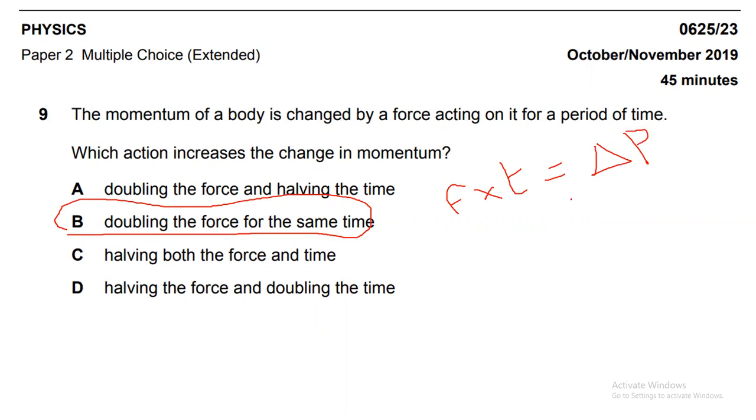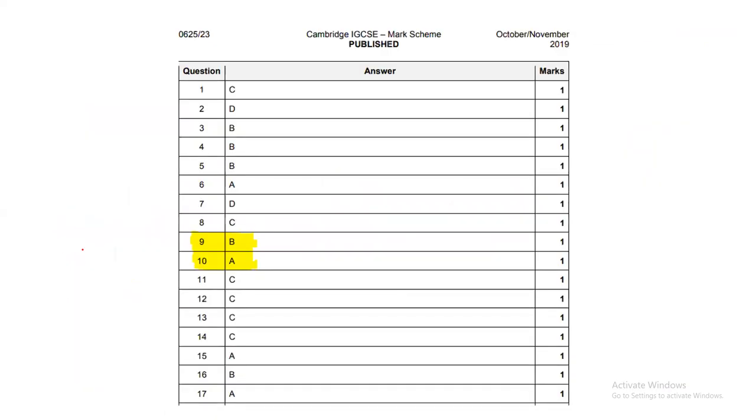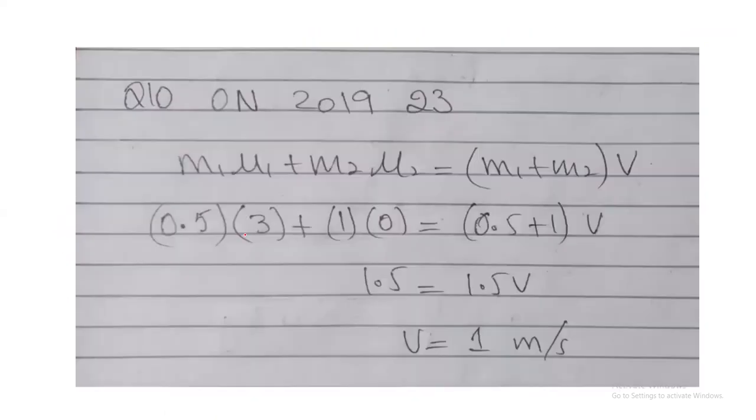F multiplied by T is equal to the change in the momentum. So if you double the force and keep the time same, then the change in the momentum will also become double. Question number 9, B is the option, sir. Question number 9, B is the right option.